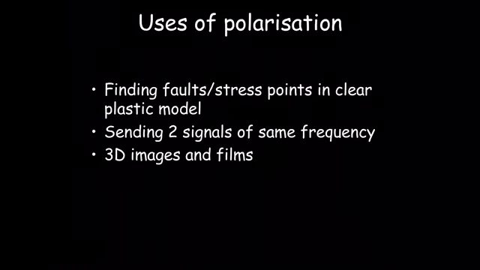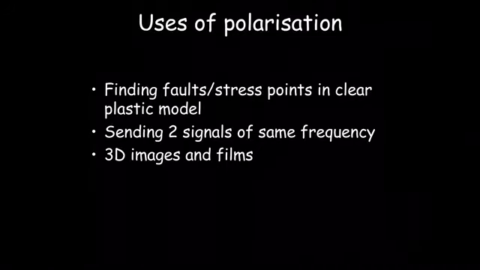Okay, so what do you use polarization for? Well, use it for finding faults or stress points in clear plastic models by shining polarized light at them and seeing where there's interference. You can send two signals to the same aerial at the same time, and the two signals don't interfere with each other because one's polarized vertically, the other horizontally.